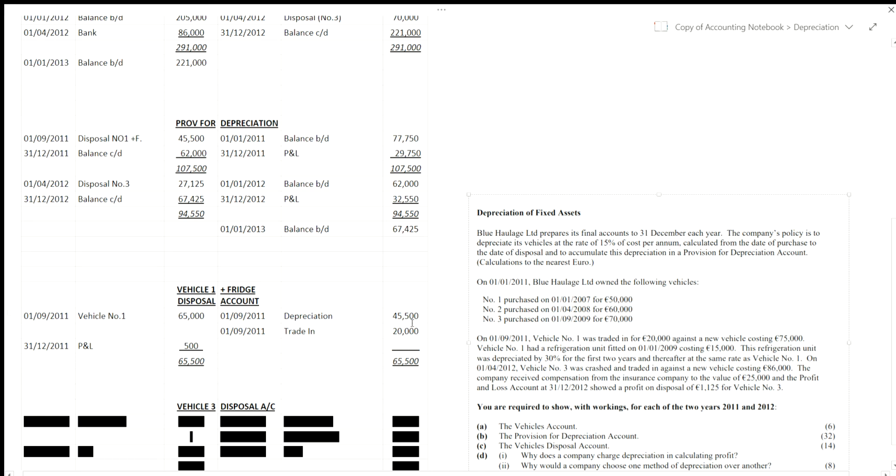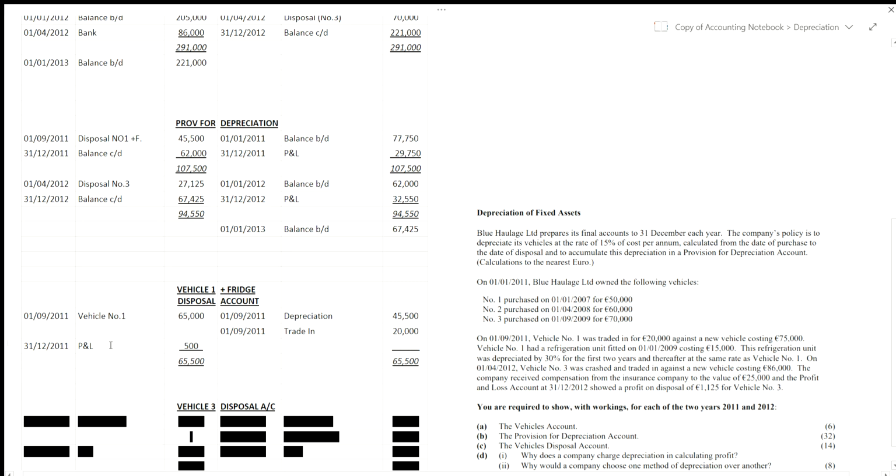So if I add up both sides, this side is bigger. It's 65,500. That becomes the balance on both sides. And then this becomes our missing figure. This is our P&L figure, and that's usually how we figure these accounts out. The missing figure is usually our profit and loss.